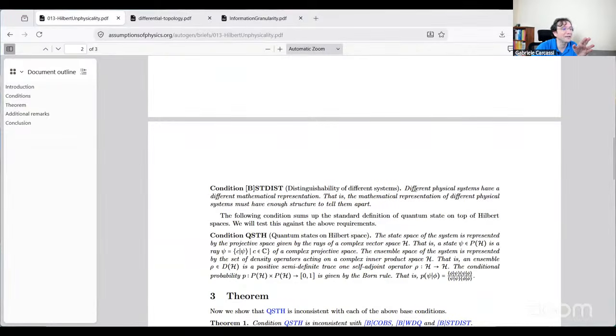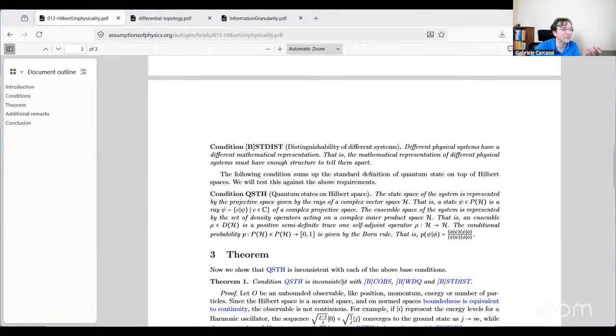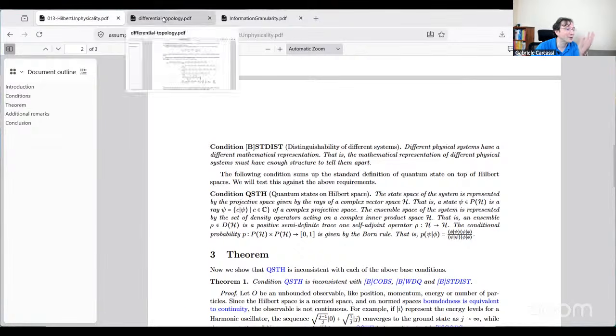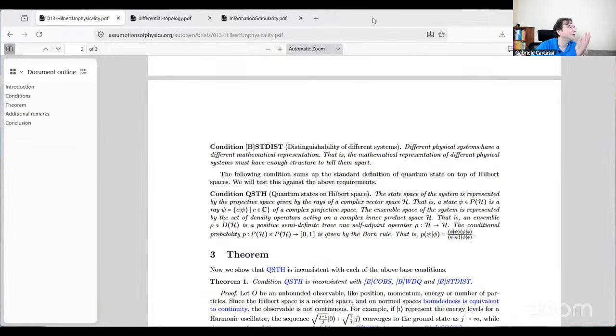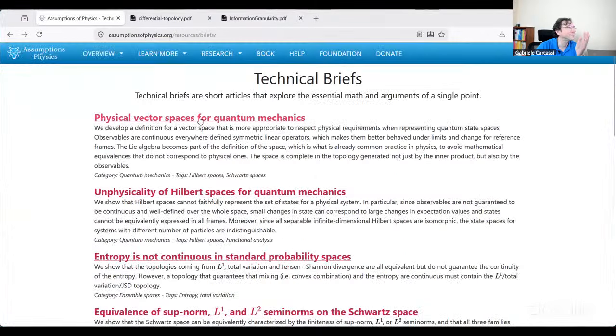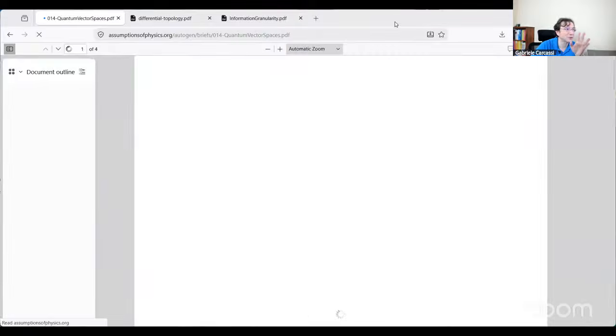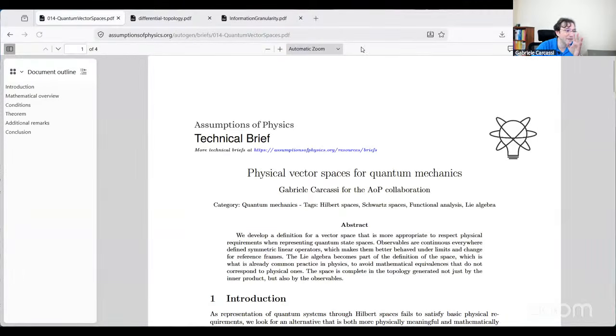And then you also want that different physical systems have a different mathematical representation. So if I give you the state space for one particle and the state space for a billion particles, it can't be that they are the same space. It makes no sense. And quantum mechanics on Hilbert space is inconsistent with these three requirements. So what I want is something that works better. So the way that I have it right now is I have these tentative things that satisfy those things. So those three things, at least those three things are fixed.